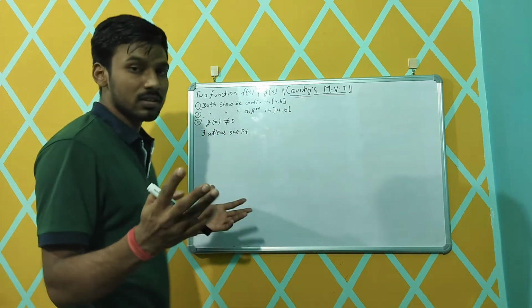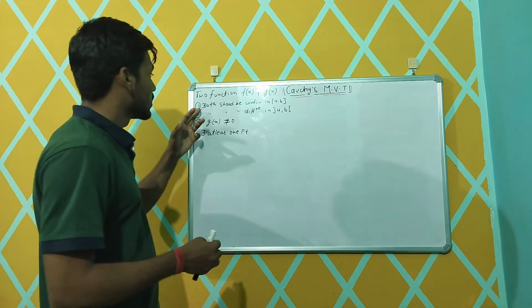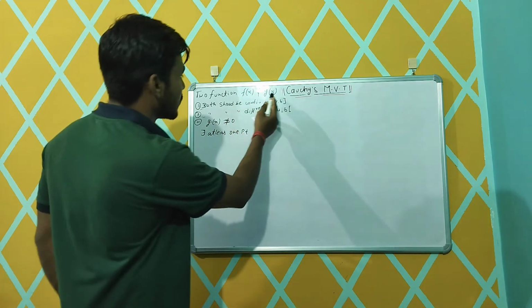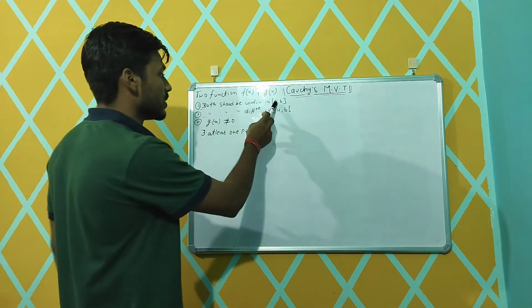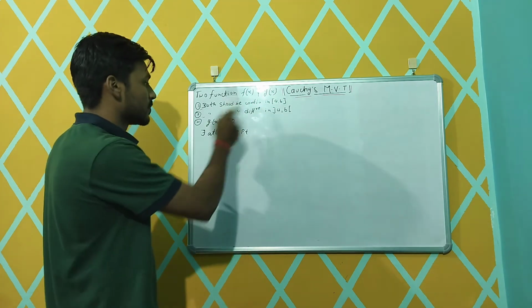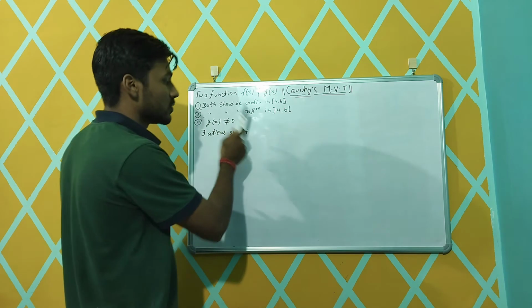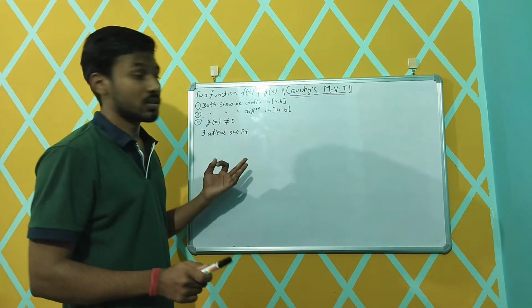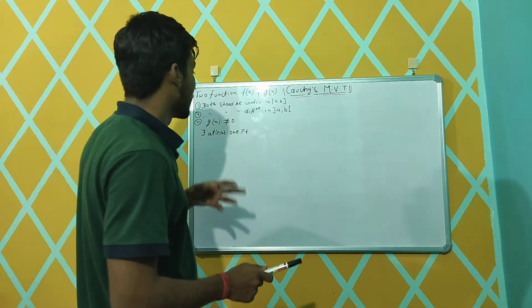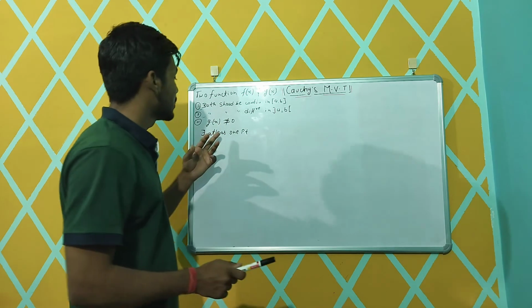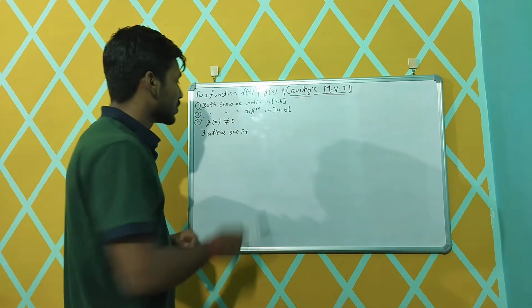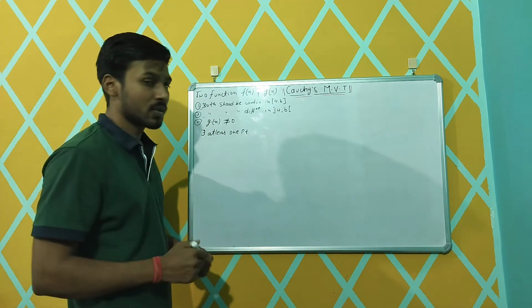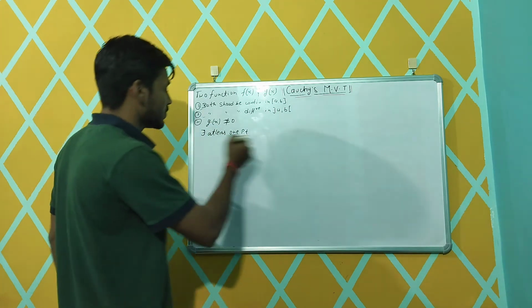There are three conditions for that. First, f of x and g of x should be continuous in the closed interval [a, b], and they should also be differentiable in the open interval (a, b). And the third is that the second function, g dash of x, should not be equal to 0. Why? We are going to find out.